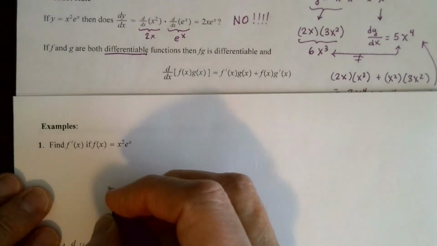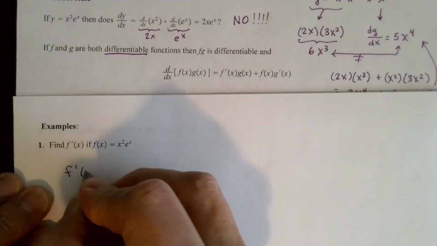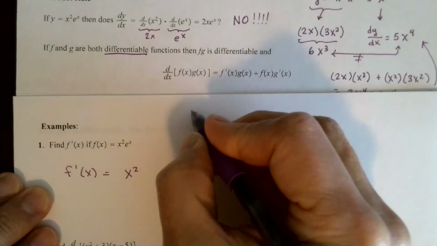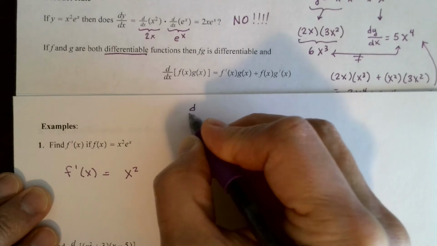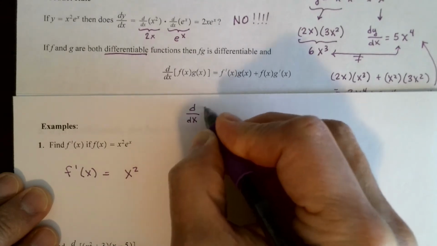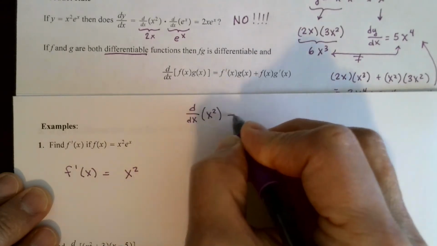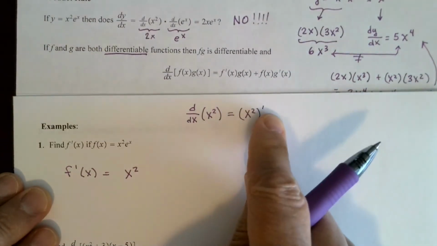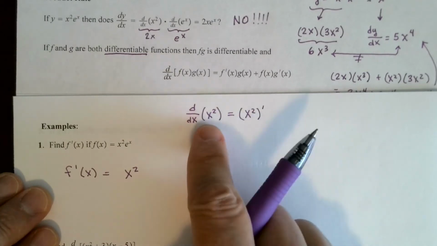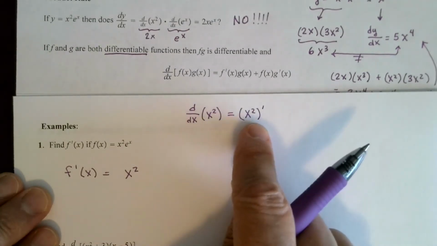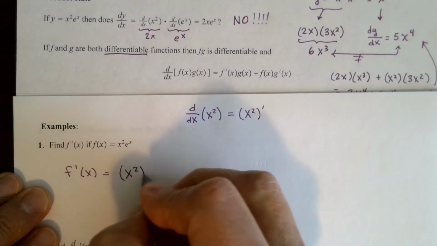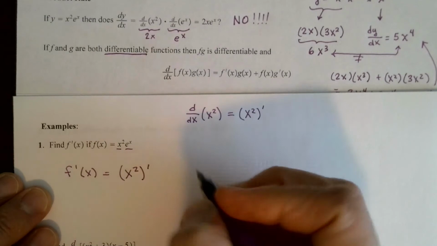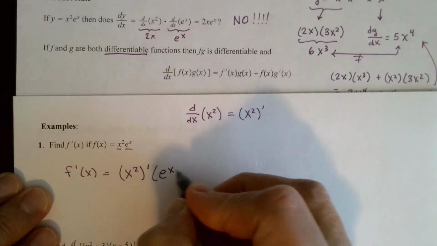What is it now? It's the product rule. So it's the derivative of x squared. Notice I'm going to use this notation. We've been using the derivative with respect to x of x squared. I'm going to use this notation, x squared prime, on the outside of the parentheses. These both mean the same thing: take the derivative with respect to x of x squared. So I'm just going to take the derivative of the first function. That's the function f, and e to the x is the function g.